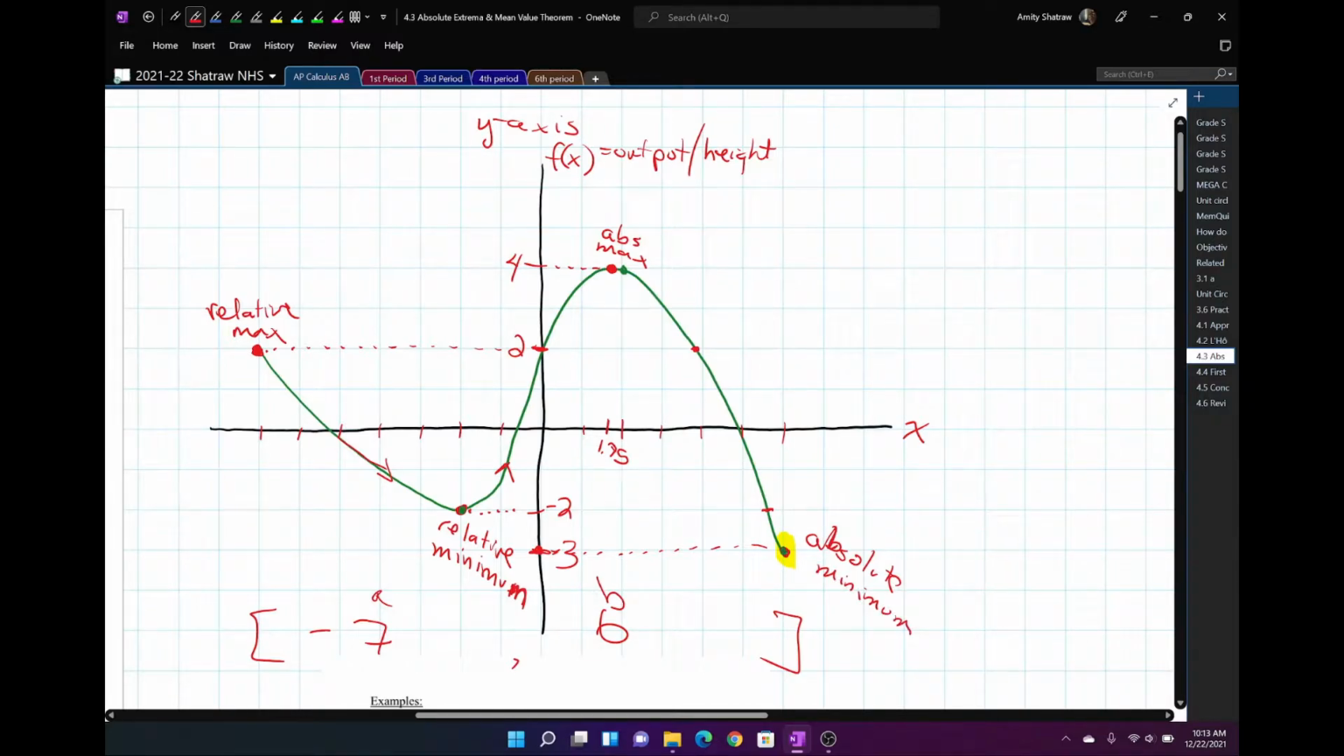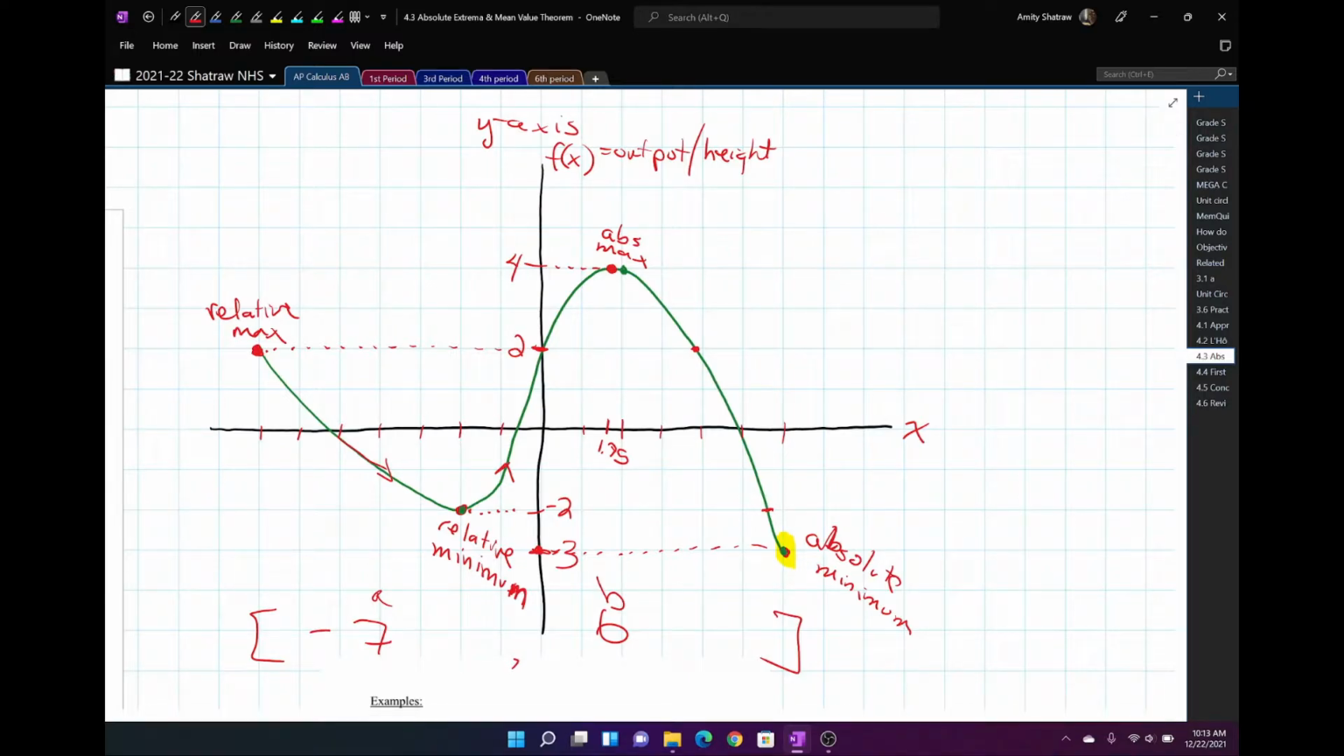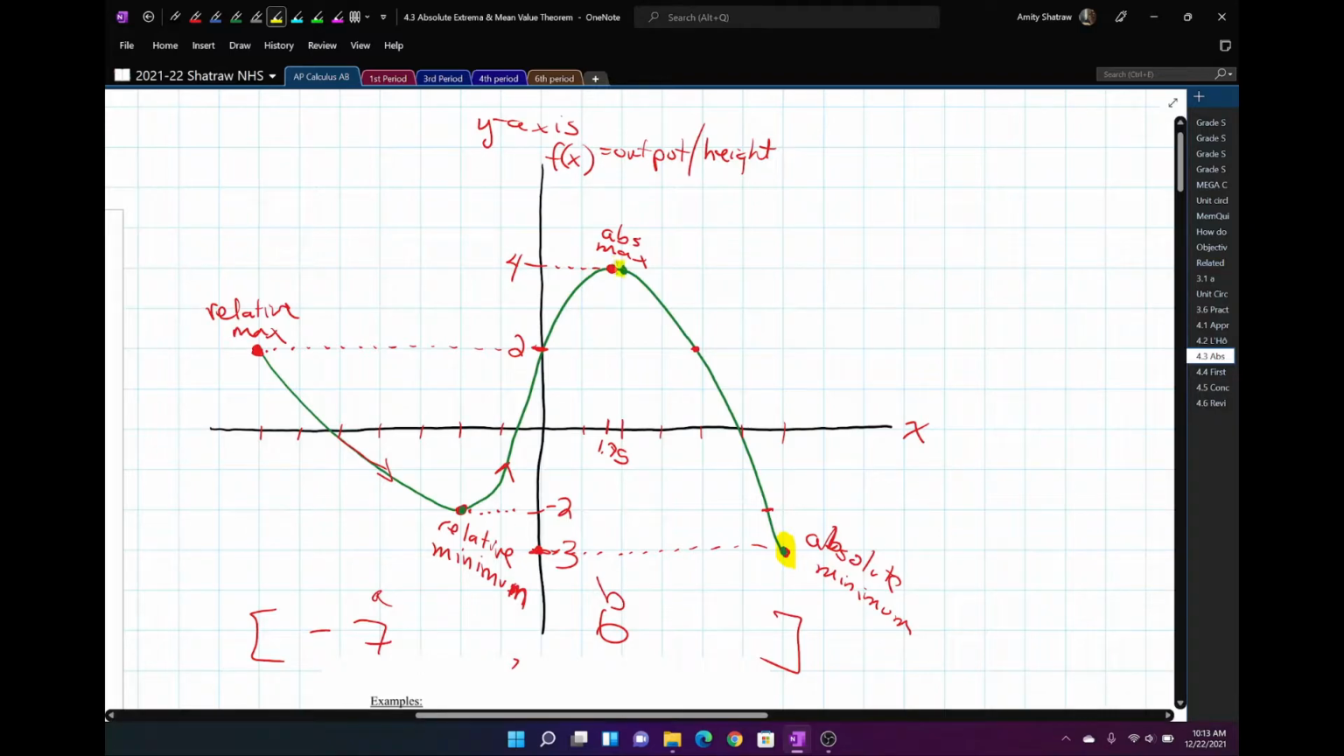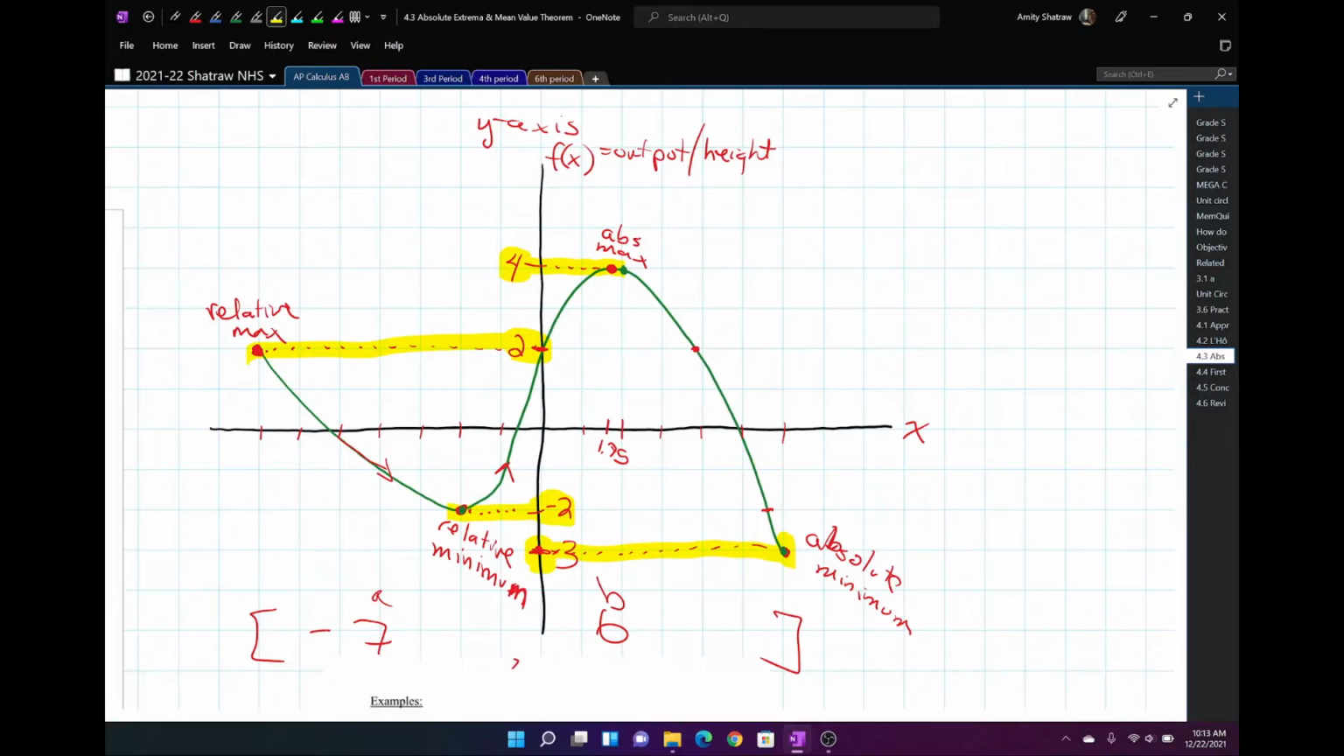Now, what I'm trying to do here, like I said, is teach you something in a different way. And this different way is that I'm saying, hey, trace back to the y-axis and double check what the output is. And if that output is higher than other places, then make that be your absolute maximum. If it's lower than other places, then have that be your absolute minimum.